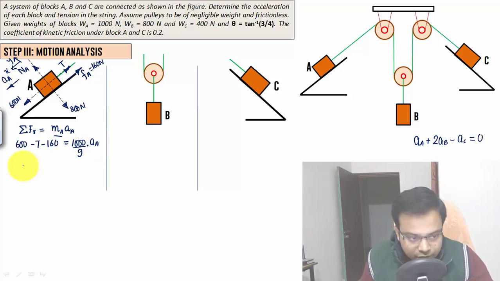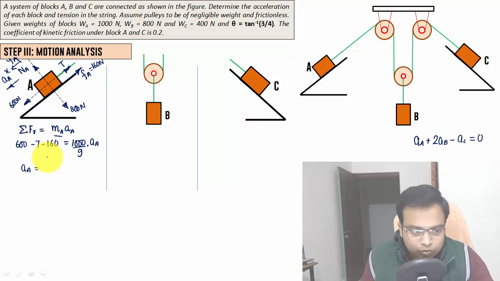So let me change this equation slightly. AA will be equal to 600 minus 160, which is how much? This is 440 if I'm not wrong. Let me check. Yes, it's 440. 440 minus T over 1000, multiplied by G. So that's the acceleration A that we've got from this Fx is equal to ma equation.